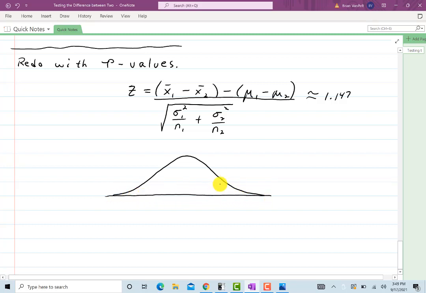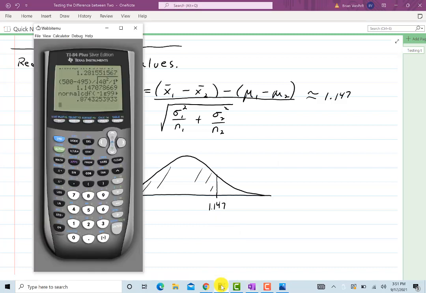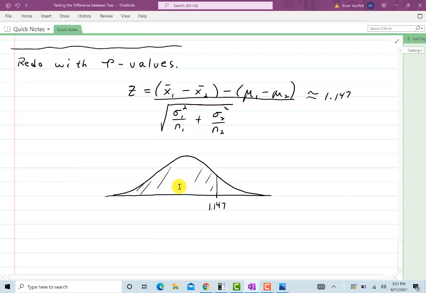Now when your calculator does this, here's what it does. We had 1.147. The calculator measures the area in here. It measures the area until you get to 1.147. That is, this number here, this 0.874 that the calculator gives me, is the area from negative infinity until the cutoff point. So 0.874.